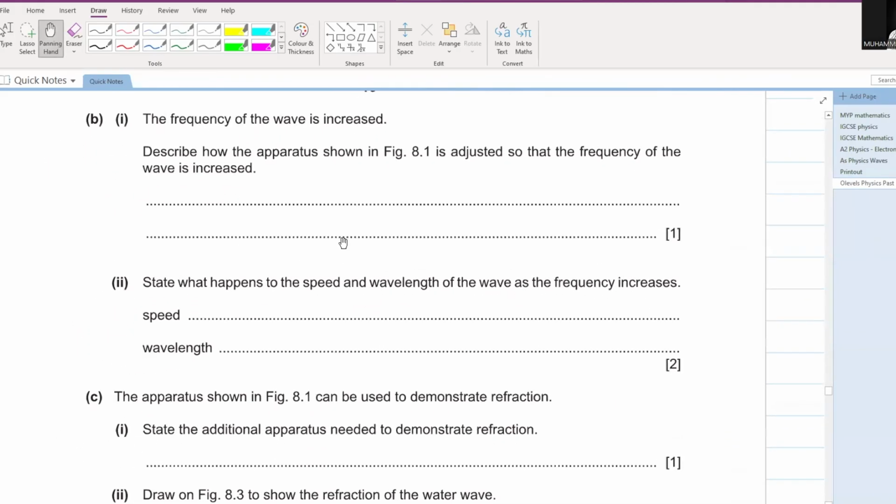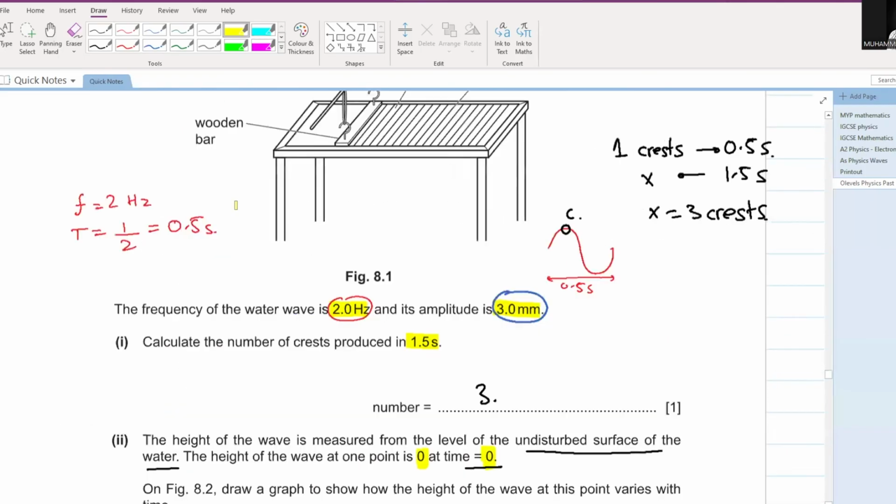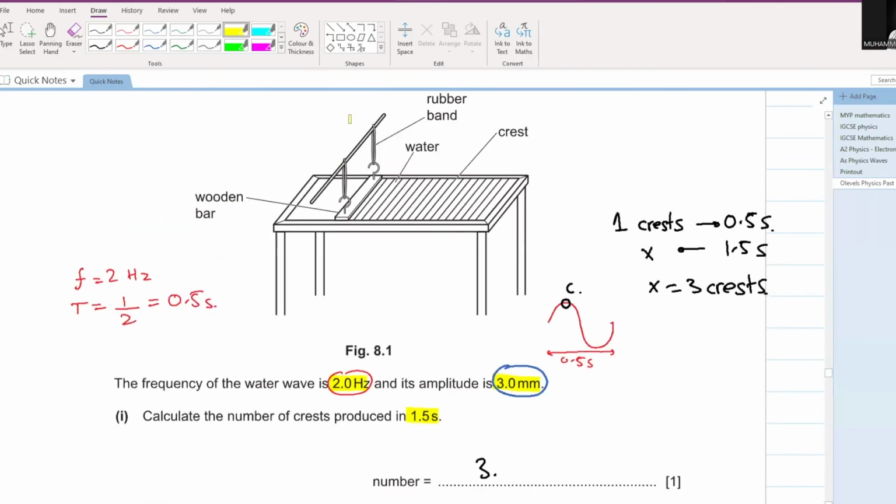The frequency of the wave is increased. Perfect. So the frequency of the wave is increased. Describe how the apparatus shown in figure 8.1 is adjusted so that the frequency of the wave is increased. If you want to increase the frequency, what will you do? You will move the wooden bar more number of times.